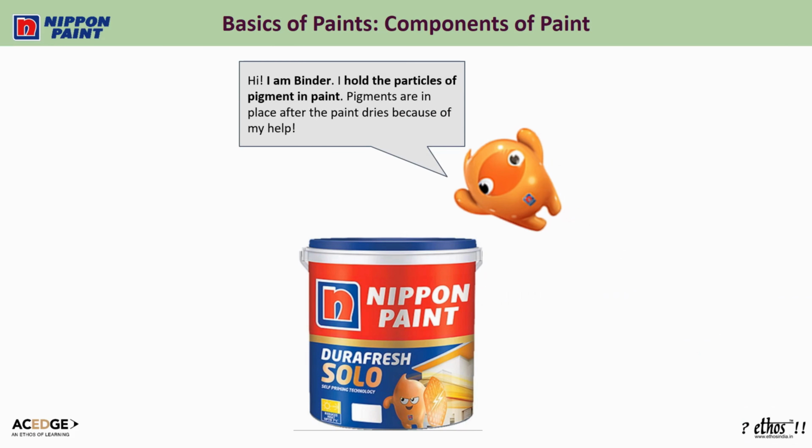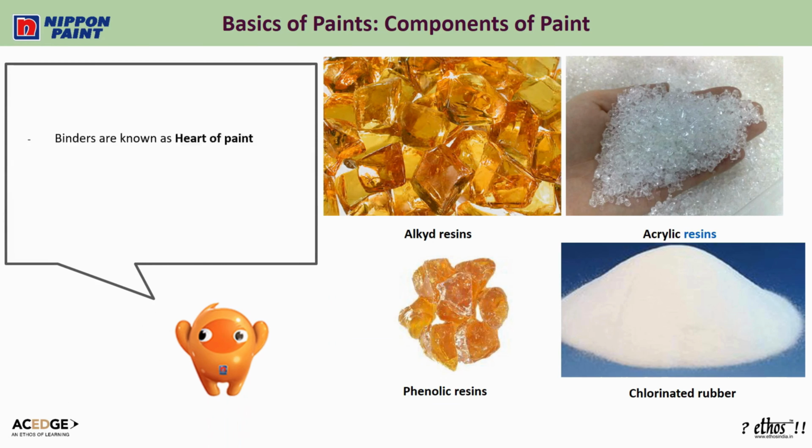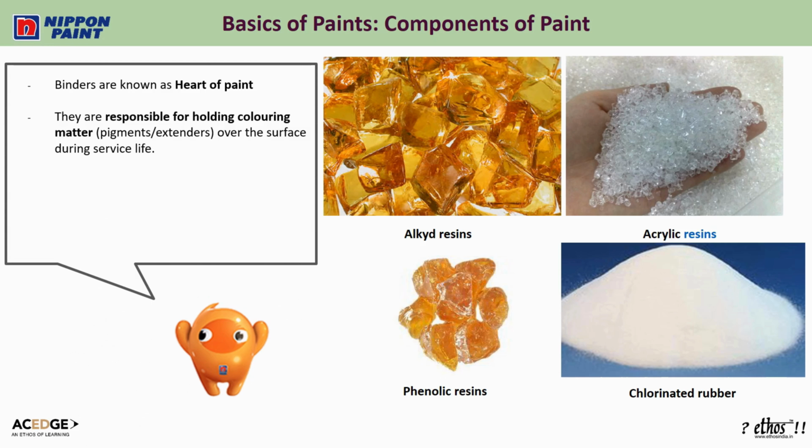Hey, I'm binder. I hold the particles of pigment in paint. Pigments are in place after the paint dries because of my help. Binders are known as the heart of paint. They are responsible for holding coloring matter, that is pigments or extenders, over the surface during service life. The performance of paint film is mainly dependent on the quality or type and the quantity of binder.